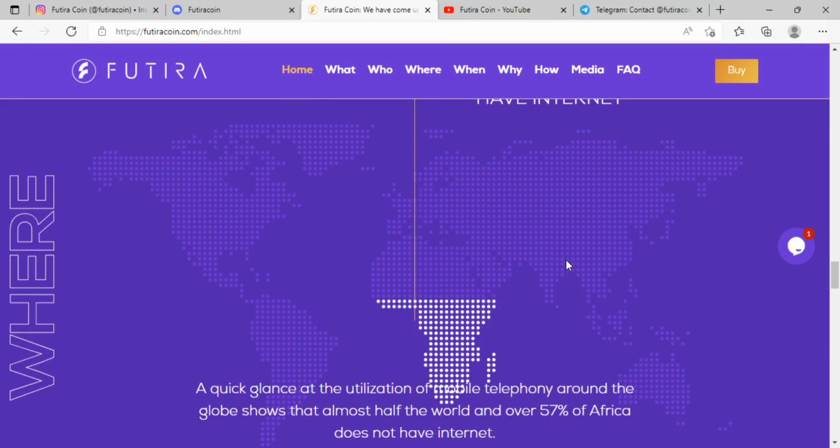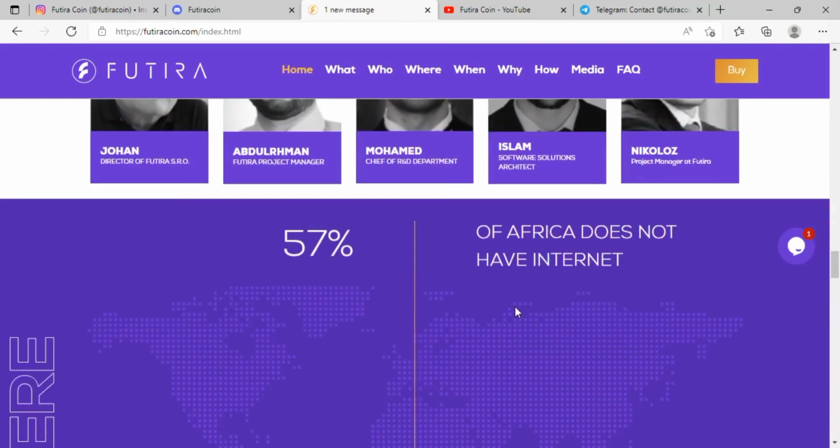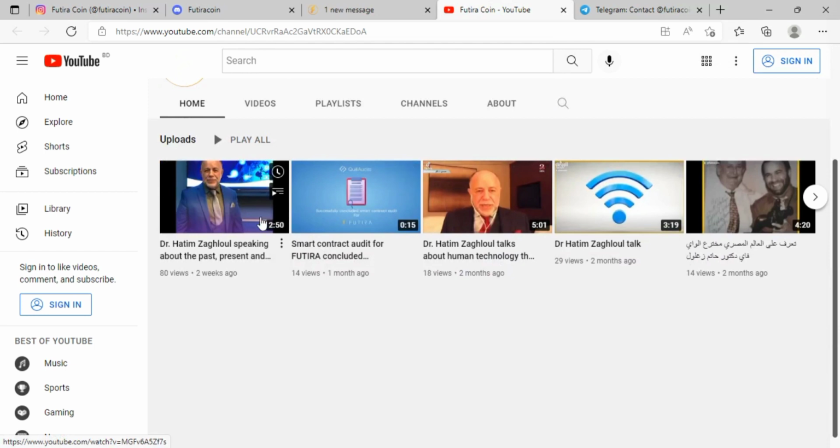So, at last, it can be said that Futira coin is the most unique and popular platform for the token holders. Investors should invest in this platform for the betterment of their company.